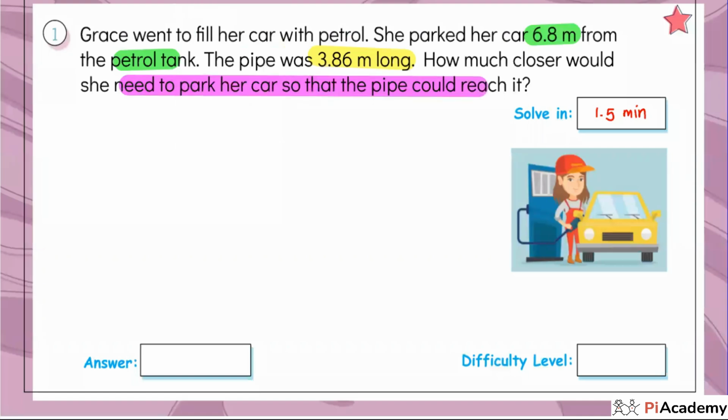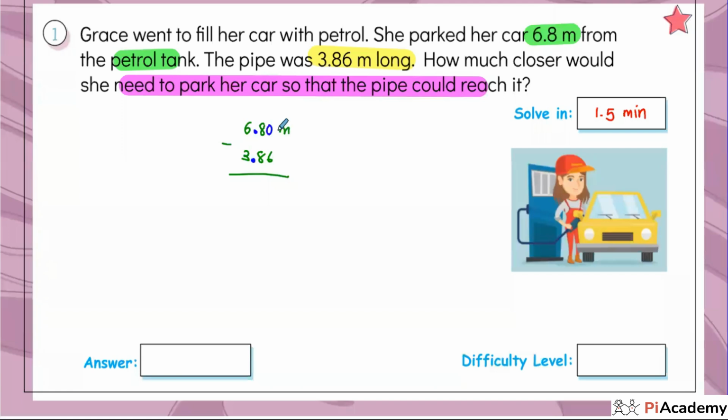So as you can see, how far is she? She is 6.8 meters away. And what is the length of this pipe? The length is 3.86. So how much closer does she need to come? We can subtract this. If nothing is given, then you need to put a 0 here, right? Why? Because we have to align the decimal points.